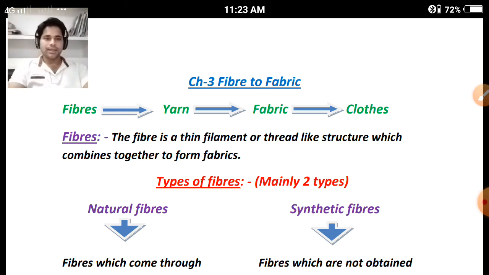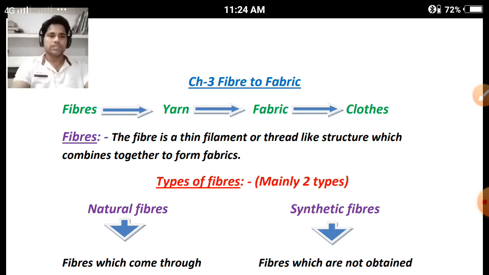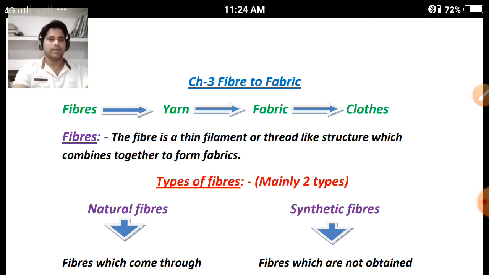In other sections chapter number 3 has been done, so that's why we are also going to complete chapter number 3, Fiber to Fabric. In this chapter we are going to discuss the fibers regarding the clothes we wear, which are made up from fibers. So we are going to discuss natural fibers and their classification also.